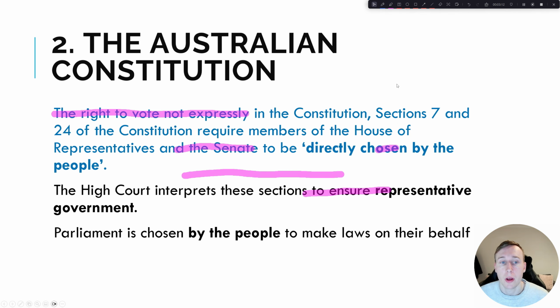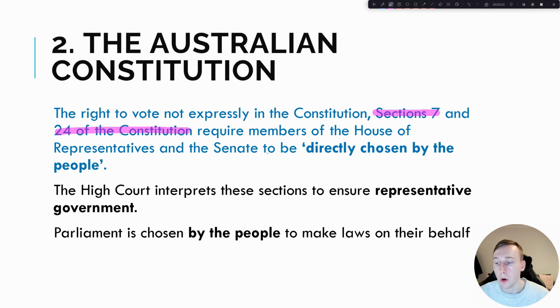The next way it's protected is through our Constitution. These are 2 really important sections you should remember for your assessment task: section 7 and section 24 of the Constitution. Basically, if you were to open that Constitution and go to these sections, it says that members of the House of Representatives, which is our lower house in federal parliament, and the Senate, which is our upper house in parliament, must be chosen directly by the people. What that means is that people who are in these houses of parliament have to be chosen by us. We have that embedded in the Constitution, which helps ensure we protect what's known as representative government.